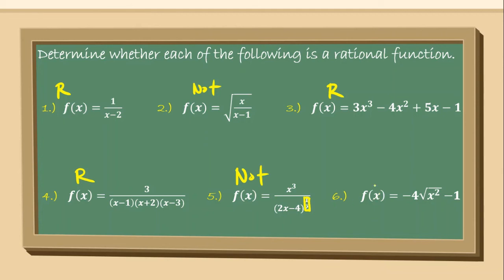And number 6, f of x is equal to negative 4 times the square root of x squared minus 1. Do you know that this is a rational function? Because we can simplify. We can cancel out the square root sign and the square, so the final answer will be negative 4x minus 1. And we have here the denominator of 1. So this is an example of a rational function.